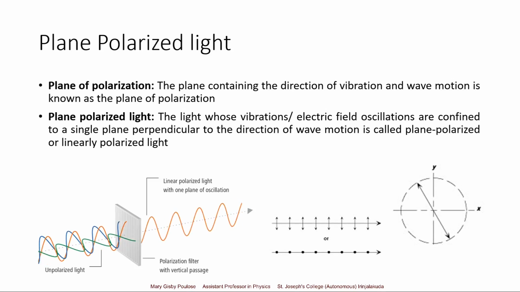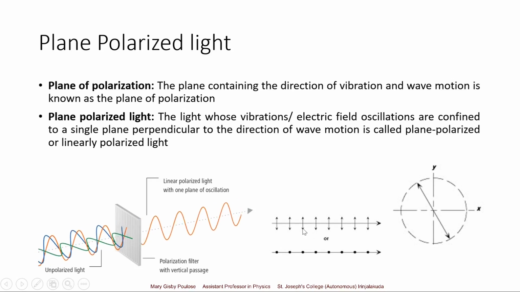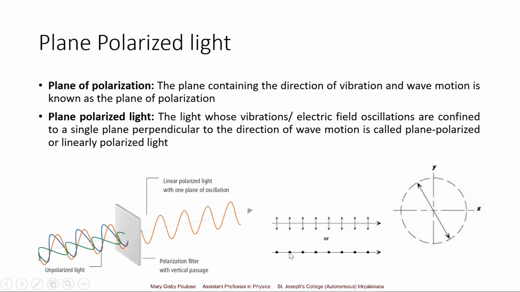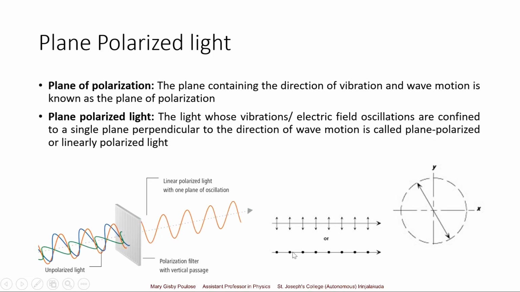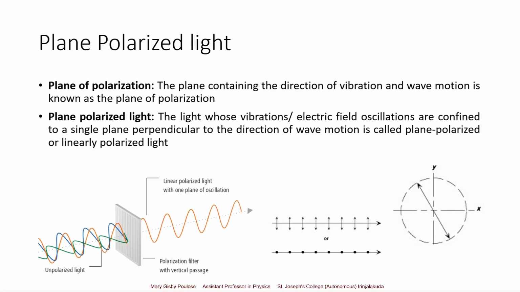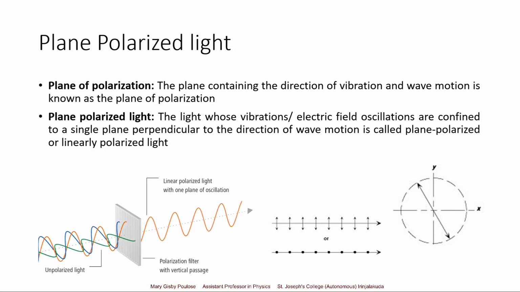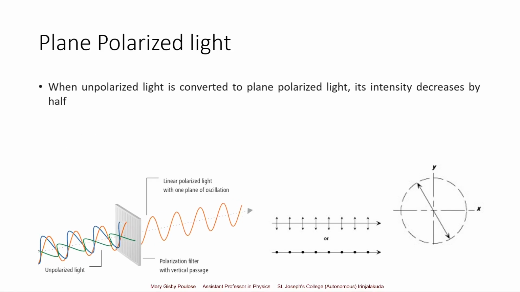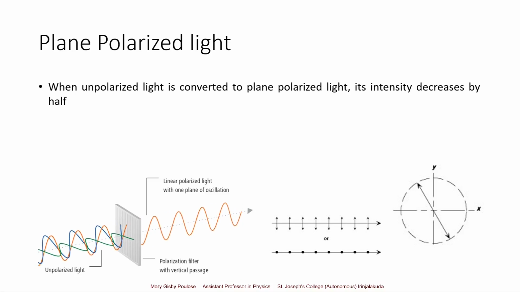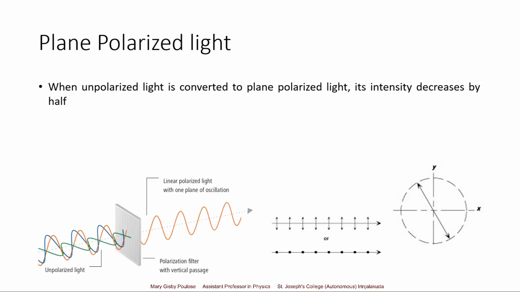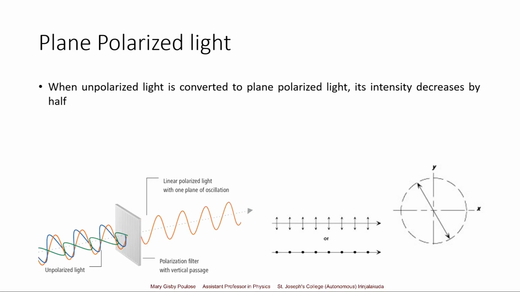Here, the plane polarized light or linearly polarized light is represented in these two methods, either by the vertical arrows or by the dots. The dots represent that the vector is into the plane or surface, whereas the vertical arrows represent that the vector is along the plane or surface. Now, when unpolarized light is converted to plane polarized light, its intensity will decrease by half.